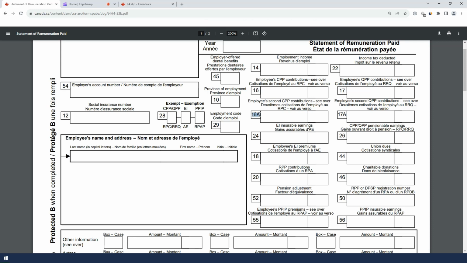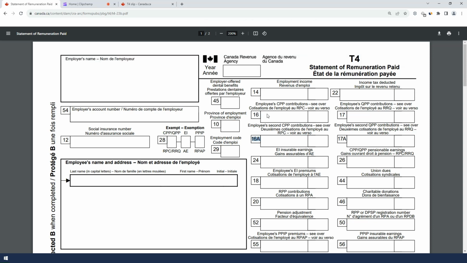Now, 16A is kind of useless in 2023 because this is the new second CPP contribution that will be deducted from your pay, but it only starts in 2024. So your 2023 T4 is not going to have an amount in this box. So I don't see the point of having this in 2023. So this should be empty. 16A and 17A should be empty for 2023 because you're only going to start paying for this additional level of CPP in 2024.